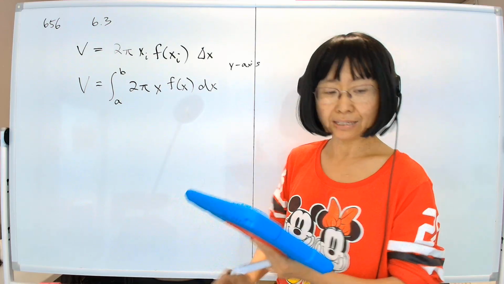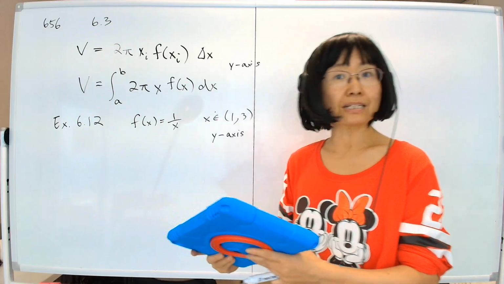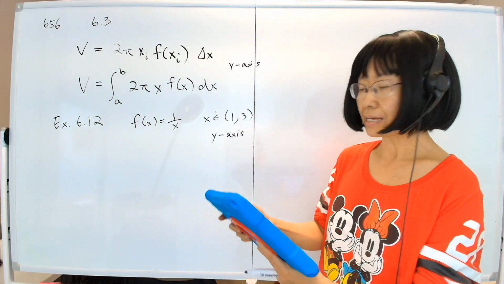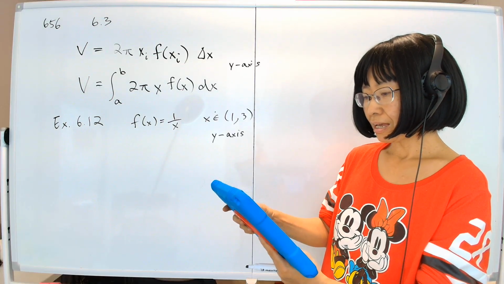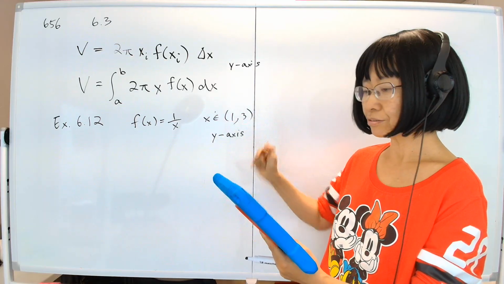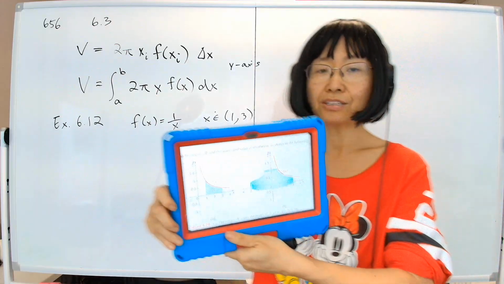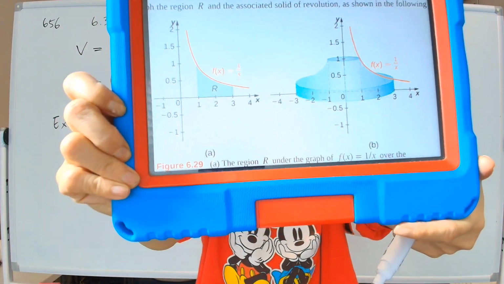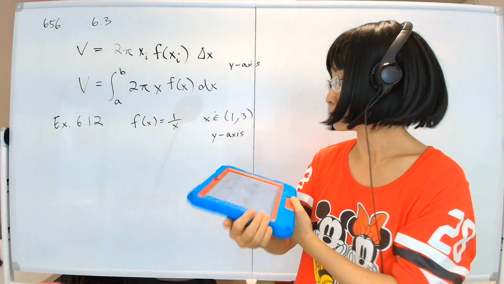So let's look at example 6.12. In example 6.12, the function is 1 over x, and we're going to spin it around the y-axis, from 1 to 3. Very important. Your book already draws a picture, and the picture only serves to make sure that we're spinning around the right axis.